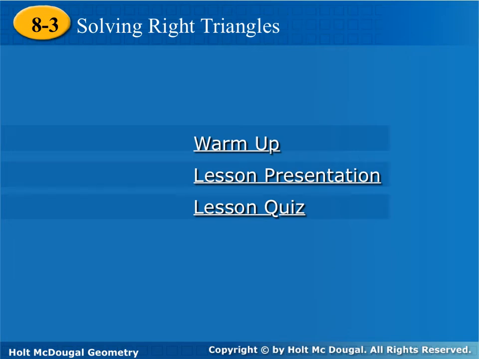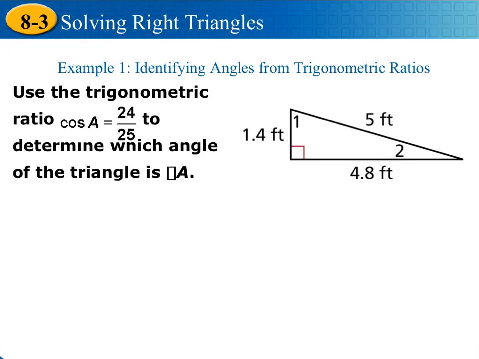All right, in 8.3, we're just going to continue on what we learned yesterday with the sine, cosine, and tangent, and we are going to solve right triangles. So, example 1, use the trig ratio cosine of A is equal to 24 over 25 to determine which angle of the triangle is angle A.